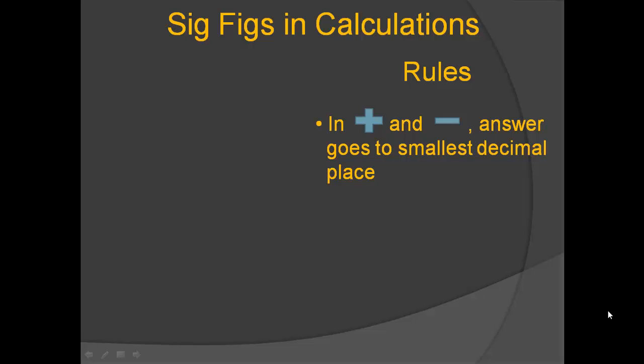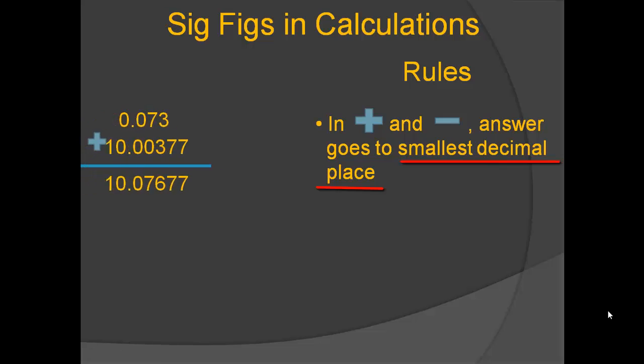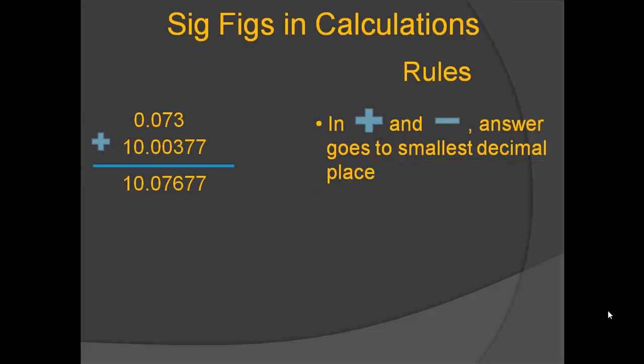In addition and subtraction, the answer has to go to the smallest decimal place. Make sure that you understand the difference between the smallest decimal place and the smallest significant figure. Here, I'm showing you a number. It's 0.073 plus 10.00377. What I like to do is line these numbers up so I can see exactly where the decimal point is, and then I look to see which number has the smallest number of decimal places.